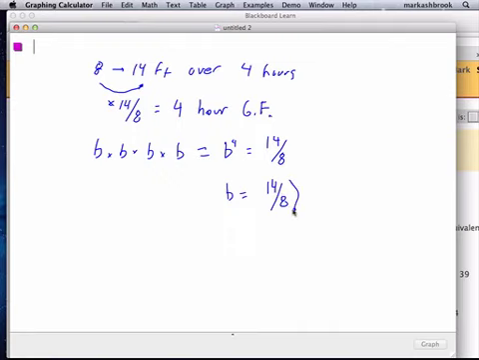14/8 to the 1/4. Let's get an approximation for that. So take 14/8 and take it to the 1/4. This is our hourly growth factor. What's that? Is there one more decimal place? 1.150? Okay.